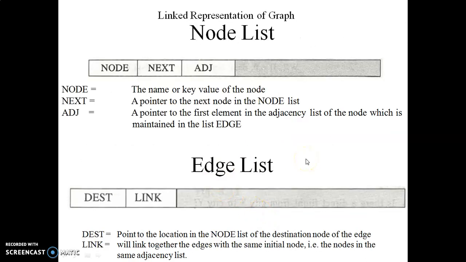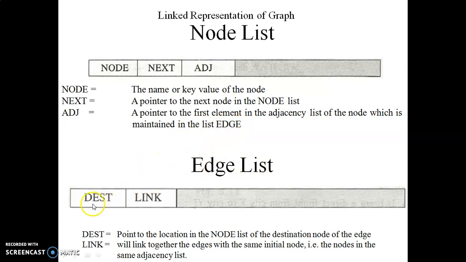Now to represent this graph using link representation, we need to consider two lists. One is a node list and the second one is an edge list. In the case of a node list, there are three fields. First field is called node, which represents the name or a key value of a node. Next field is called next, a pointer to the next node in the node list. And third one is called adjacent. Adjacent is a pointer to the first element in the adjacency list of the node, which is maintained in the list edge.